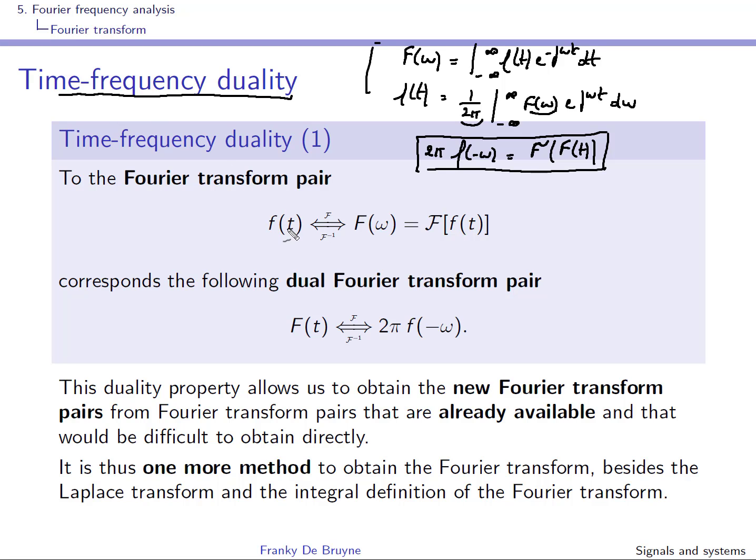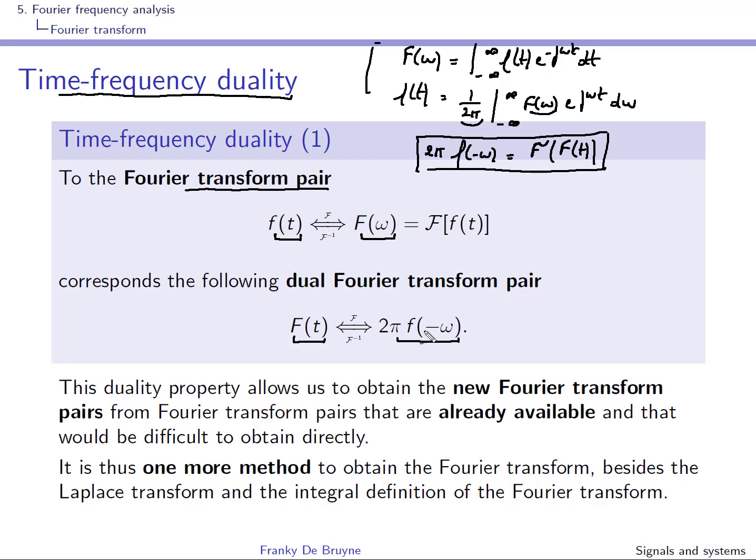Time frequency duality says that if you have a Fourier transform pair, and here it is, f of t, and here is its Fourier transform, then you can construct a so-called dual Fourier transform pair by considering this one as a time function, and the Fourier transform of this function over here will be this one considered as a frequency function that is reversed, times 2 pi. So from one Fourier transform pair you can construct the dual one.